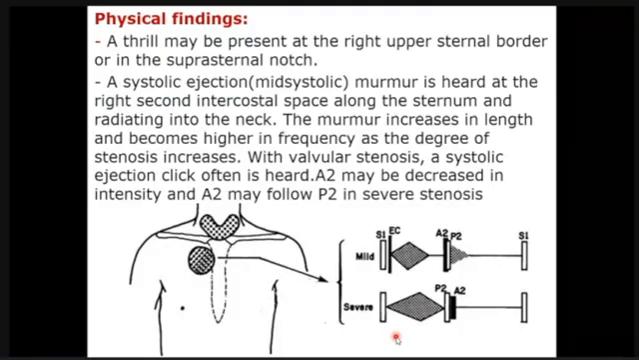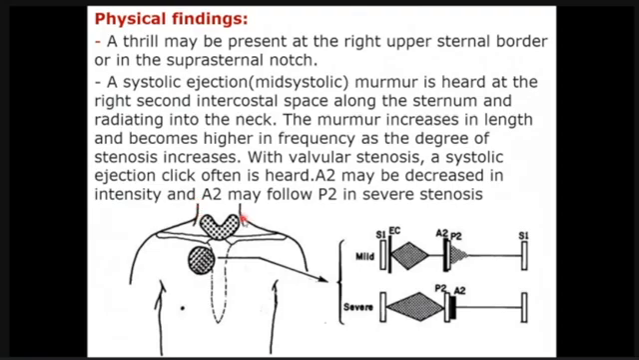Physical findings. First, a thrill may be felt in the right upper sternal border or in the suprasternal notch. And there might be an ejection systolic, or mid-systolic, murmur, best heard here in the right upper sternal border. And this murmur radiates to the neck, the carotids. I mean, when you put the stethoscope and hear the murmur here, you will hear it with the same intensity in the carotid vessels in the neck.